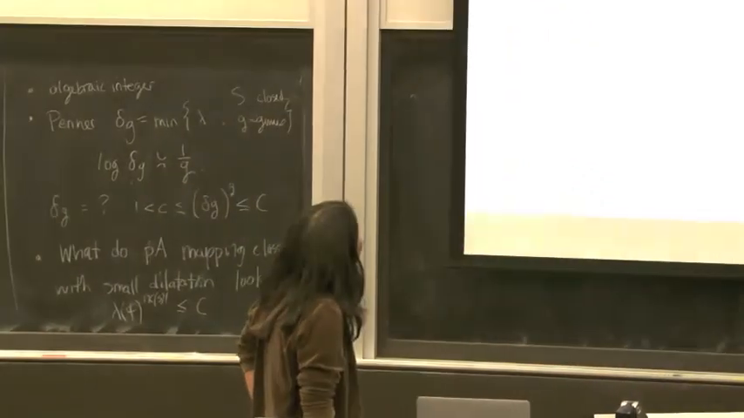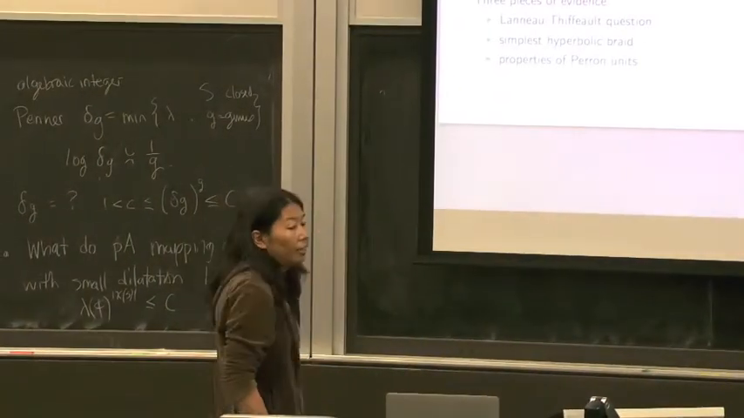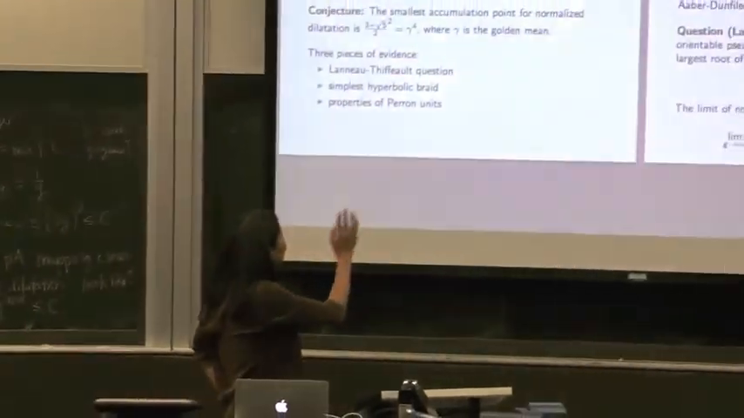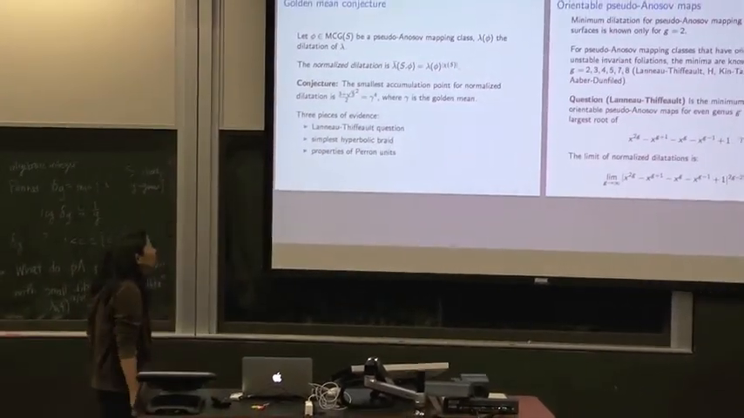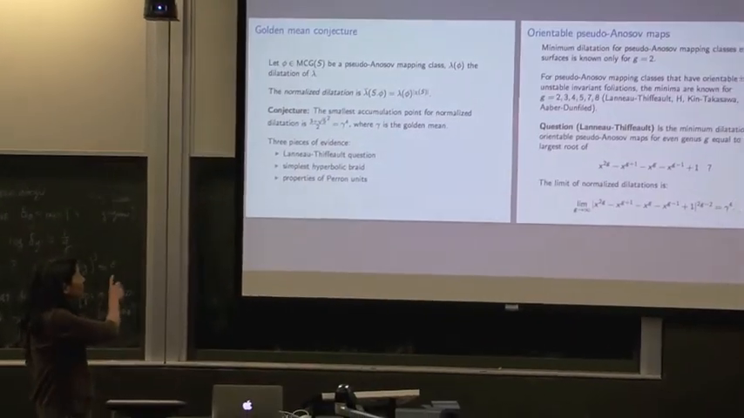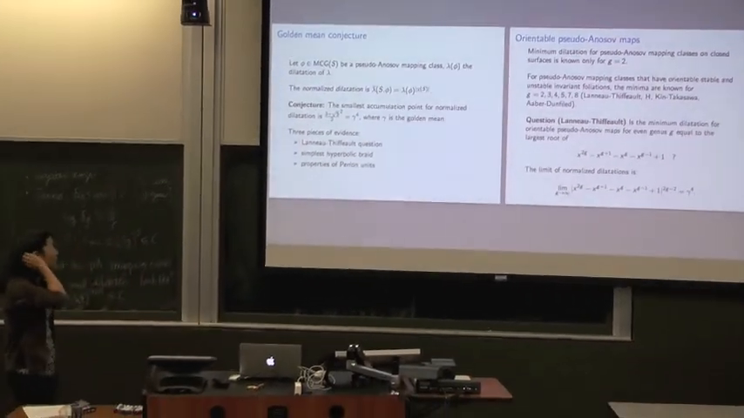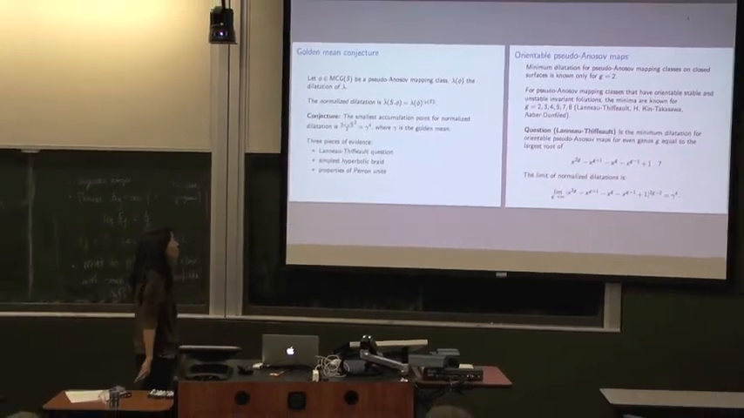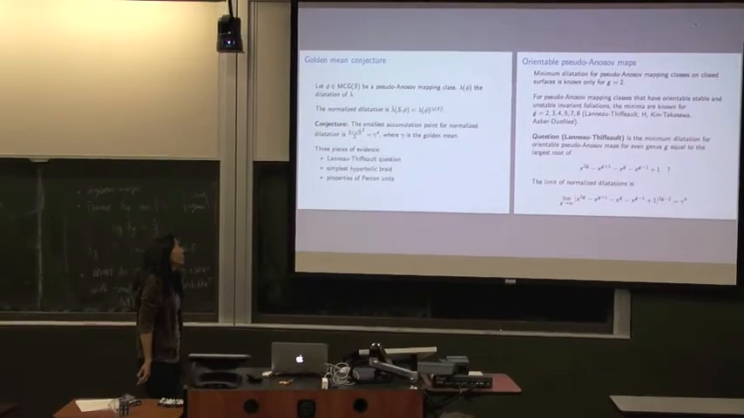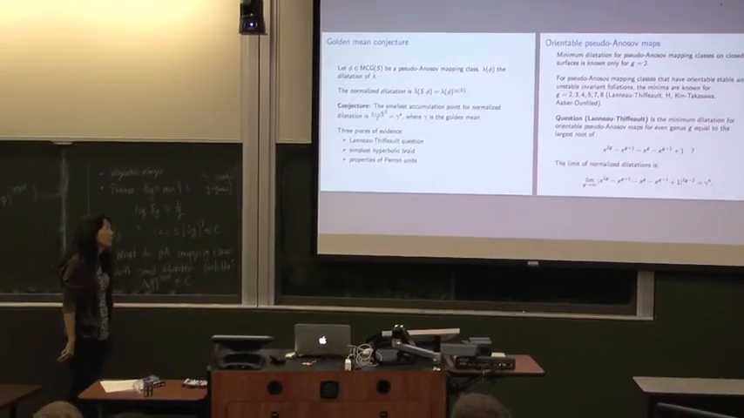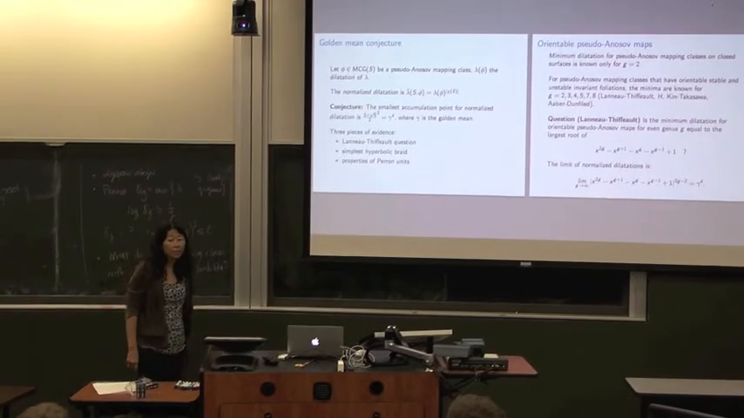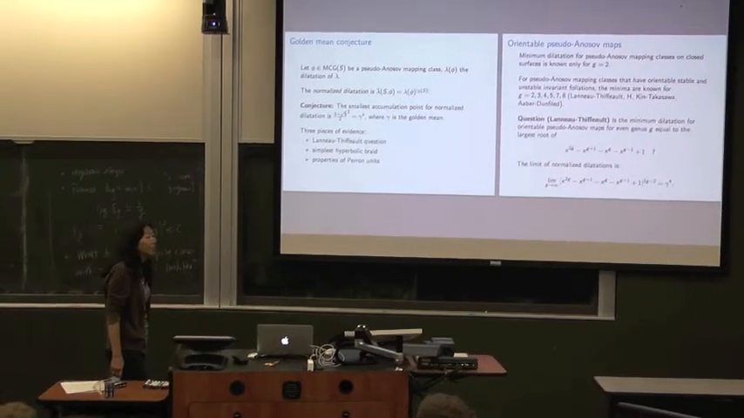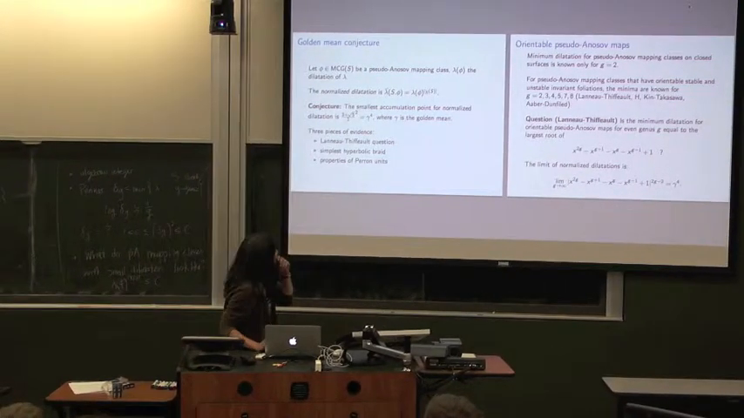Okay, so Lenoir and Tifo had a lot of sort of computer evidence, and so I'll talk about their question in a little while. Another one is this famous example of the simplest hyperbolic braid monodromy, which has that normalized dilatation. And then a very recent result of McMullen about properties of Perron numbers. And so all these things very much point to the idea that gamma to the fourth should be the smallest accumulation point.